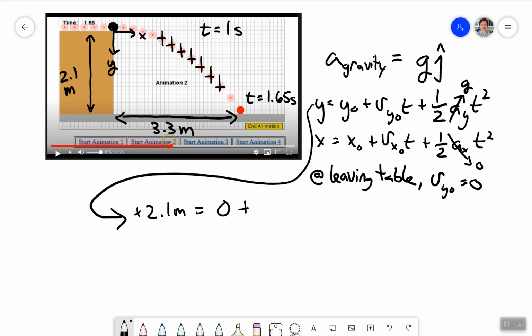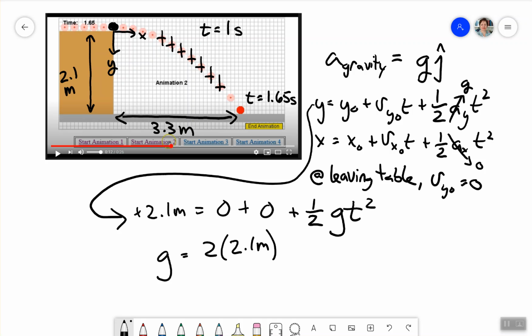So back to our equation, so v y naught is also 0 times t plus 1/2 g t squared, and that's actually all the information we need. So g is equal to, multiply both sides by 2, so 2.1 meters, and dividing by the time squared, which is 0.65 seconds squared. We'll pause there and pull out our calculators.